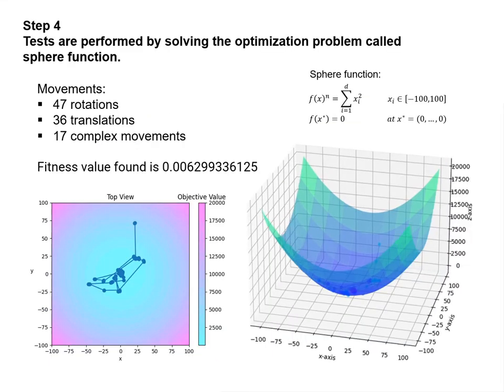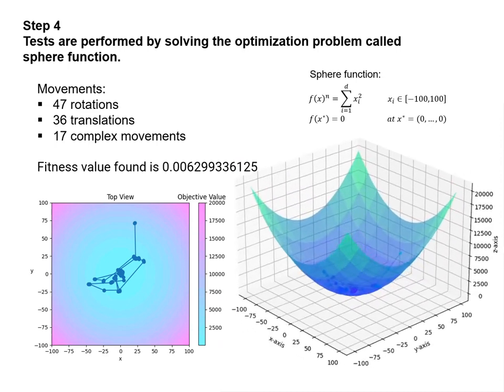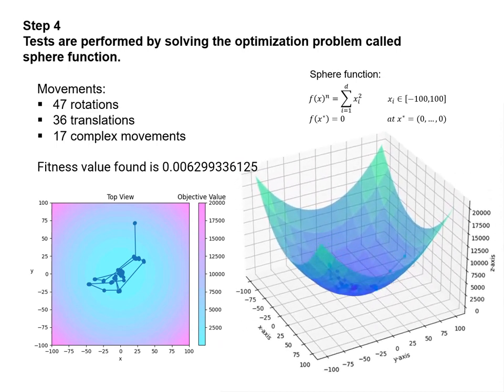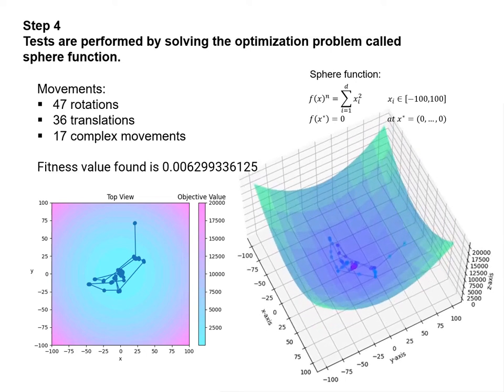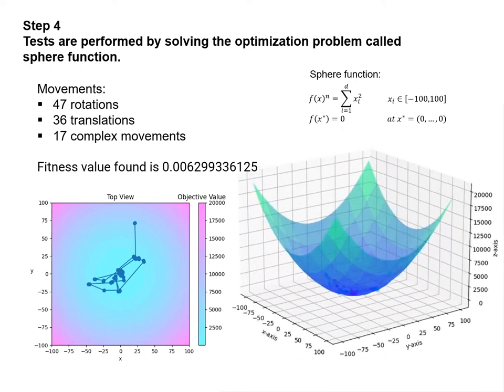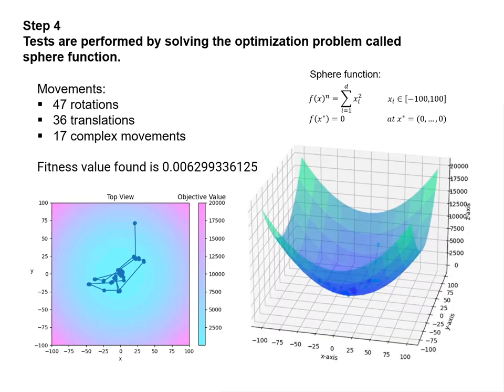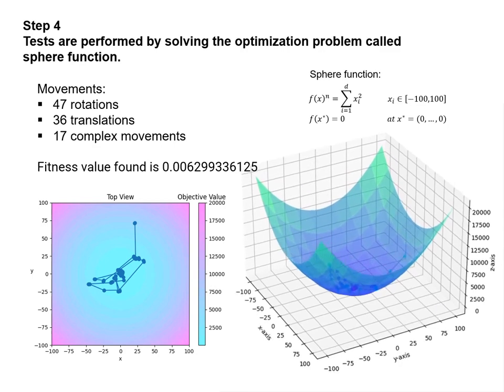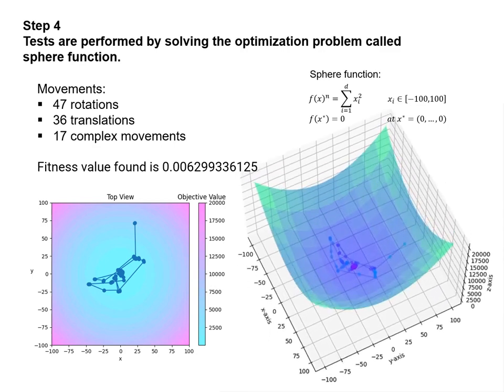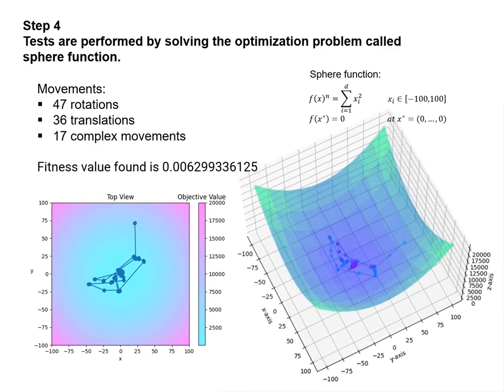Step 4. Bio-inspired algorithm tests are performed with a classical optimization problem. The problem is the sphere function, in which the optimal value corresponds to zero. This value is in the center of the graph.